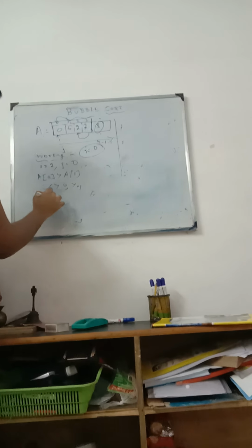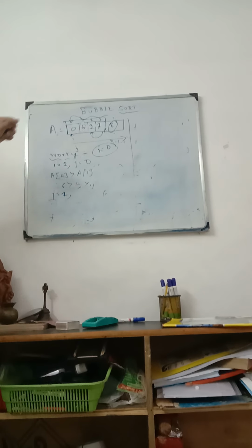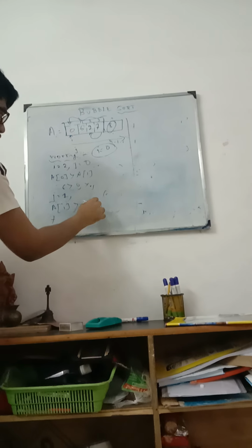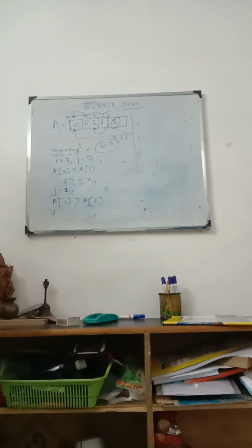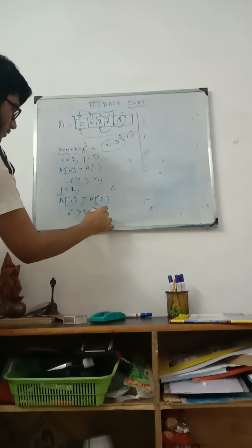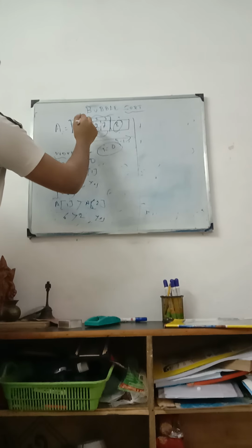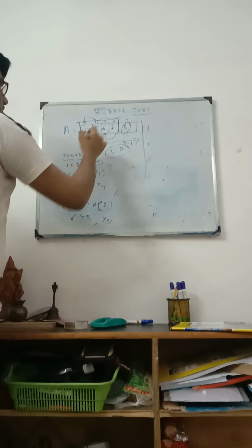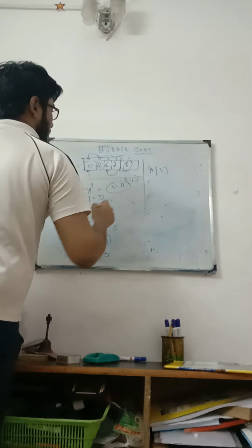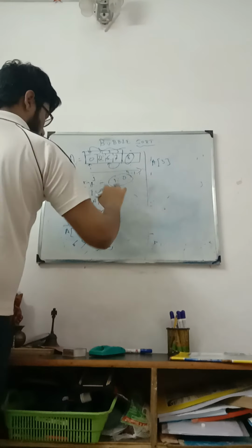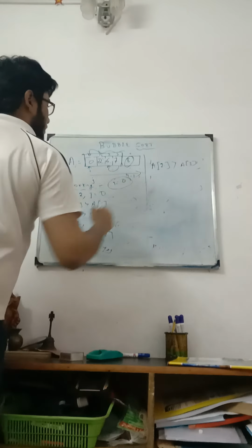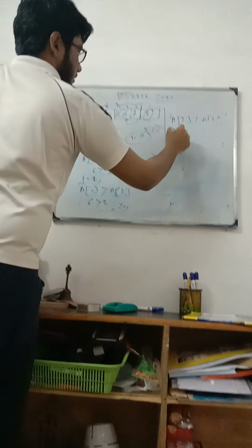Now j is equal to 1. So a of 1 is greater than a of 2. a of 1 is greater than 2? Yes, it is greater than 2, so it will swap. So 2, 6. Now again over here, a of 2 is greater than a of 3. In this case, 6 is greater than 7, is it?